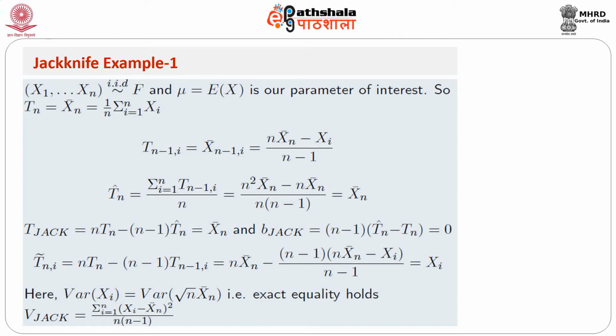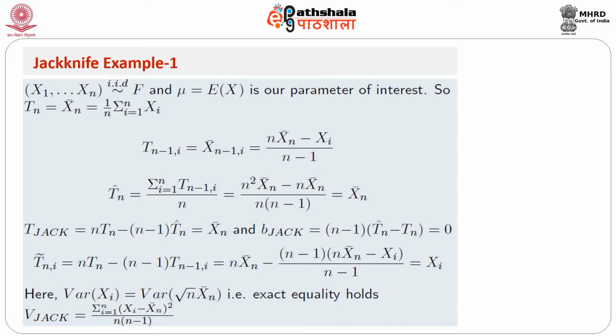So, Tn minus 1,i is x bar n minus 1,i, that is n x n bar minus xi divided by n minus 1. It is simple, because n x n bar is the summation of xi, minus the ith one, xi, divided by n minus 1. Now, Tn hat comes out to be 1 by n summation i runs from 1 to n Tn minus 1,i, and the jackknife estimator of mu is n Tn minus (n minus 1) Tn hat. On simplification, this comes out to be x n bar only.